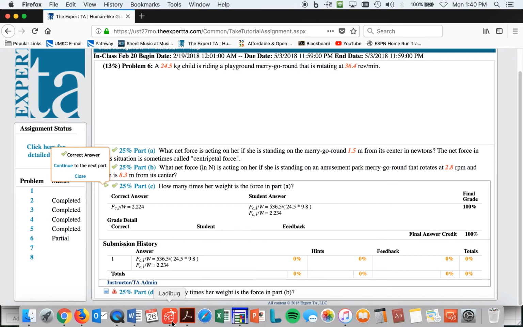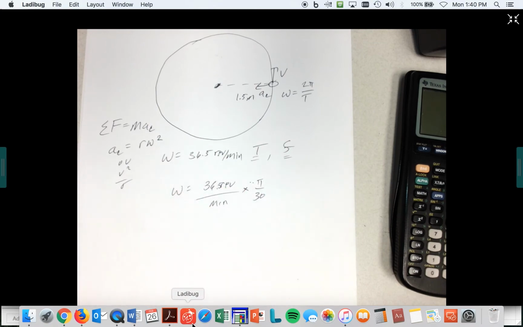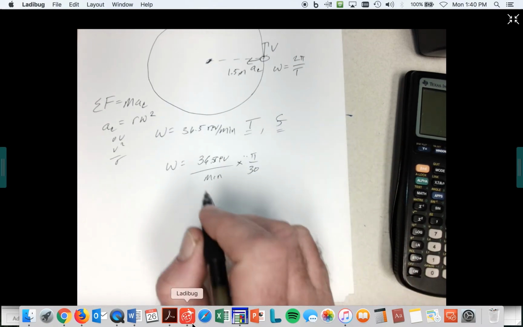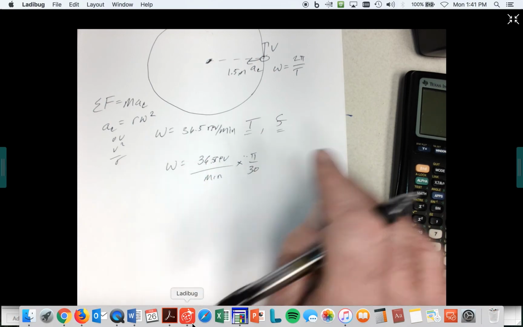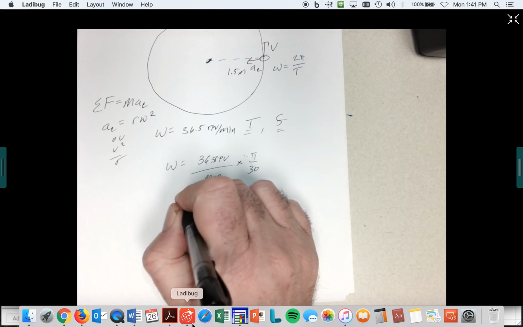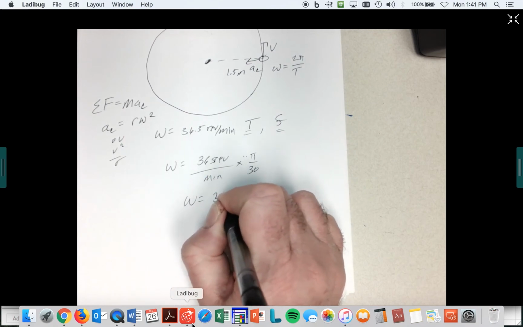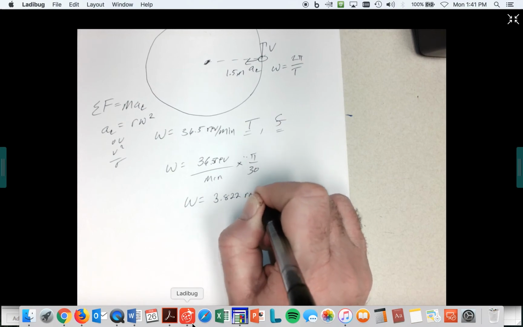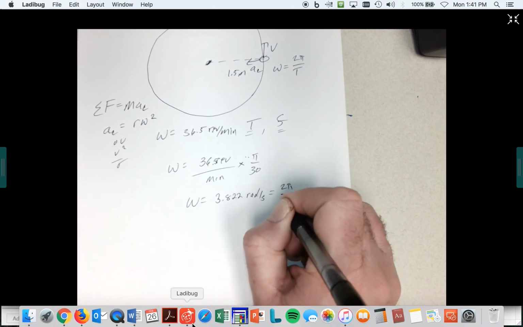But what I wanted to go back to real quick right here is, let's find the period and the frequency of this. If it's got omega, let's figure out what omega actually is here. It's 36.5 times pi divided by 30. So it's 3.822 radians per second. And that is equal to 2 pi over the period.